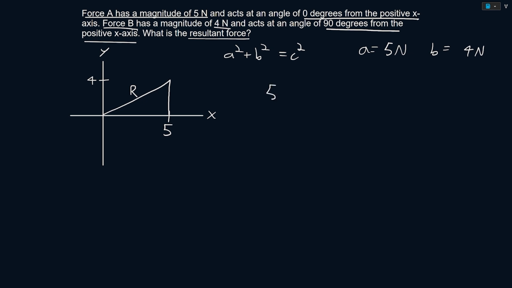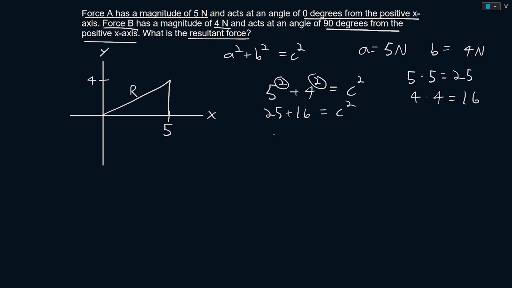Plugging into the equation, we get 5 squared plus 4 squared is equal to the magnitude of our resultant force, c squared. 5 squared is equal to 5 times 5, which is equal to 25, and 4 squared is equal to 4 times 4, which is equal to 16. 25 plus 16 is equal to c squared.